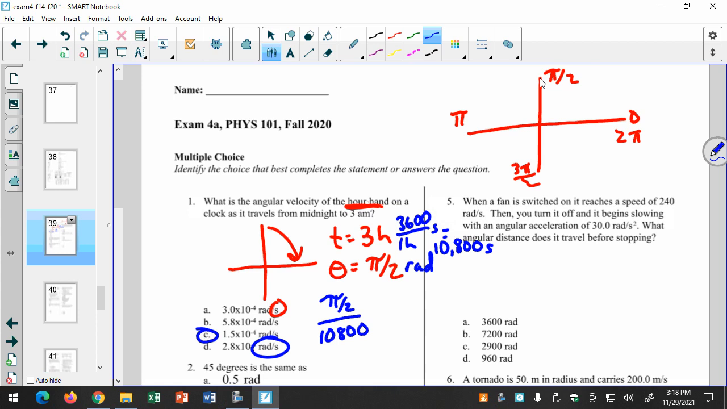But you know, if it's the second hand, that would just take 15 seconds to go from 0 to that 15-second mark. Pay attention to what hand I'm talking about. It changes the answer.